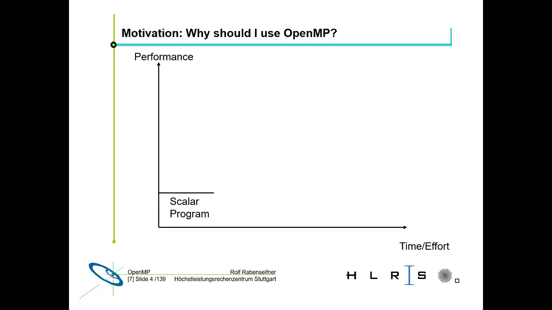So why would you use it? Well, in this graph you see time and effort, but time and effort is development effort. So how much time do you spend on creating your program? And on the y-axis is the performance. So what kind of performance do you get from your program? For a scalar program you have to invest some time and effort, but your performance is kind of limited, because of course you can only use a single core on your CPU in order to run your program.